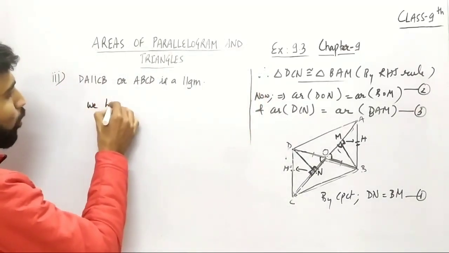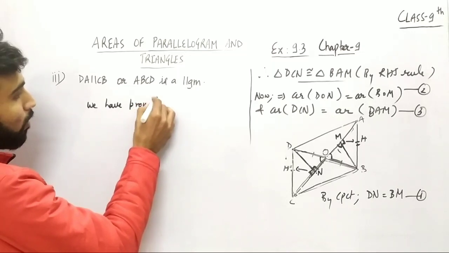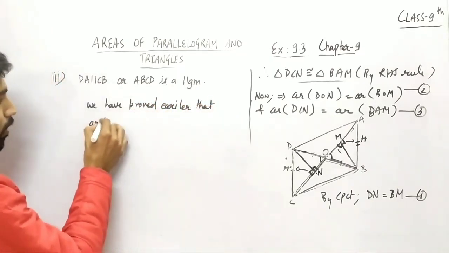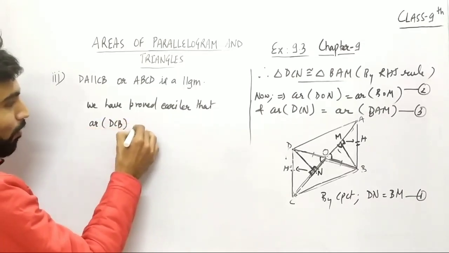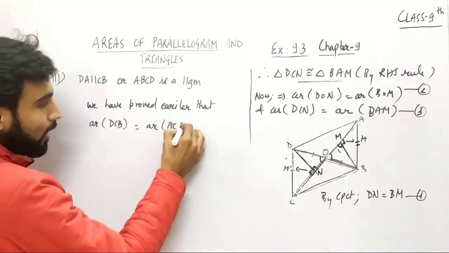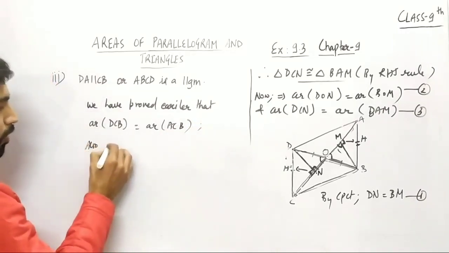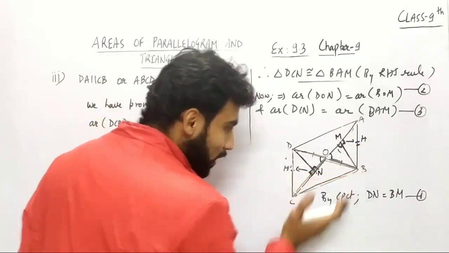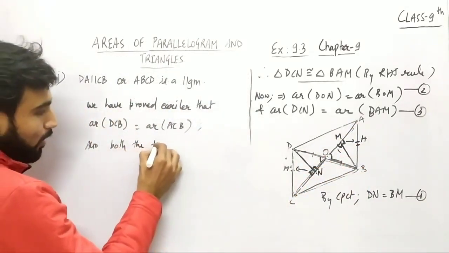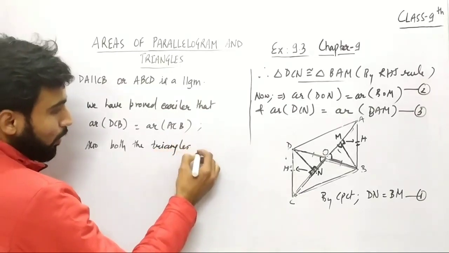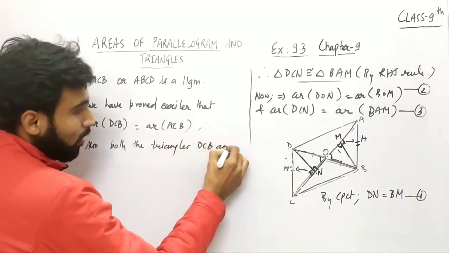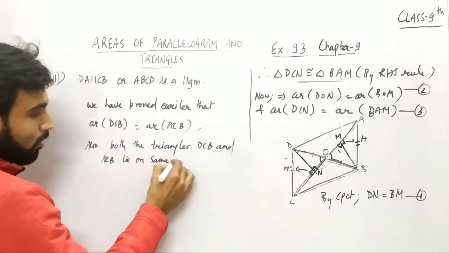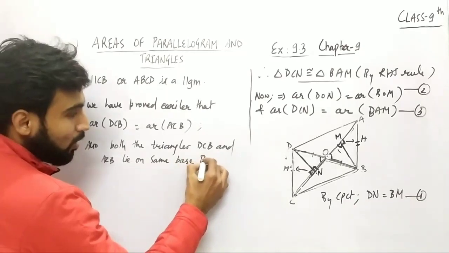So we have proved earlier that the area of triangle DCB is equal to the area of triangle ACB. Also, both the triangles lie on the same base BC, right? So you can see DCB and ACB lie on the same base, that is BC.